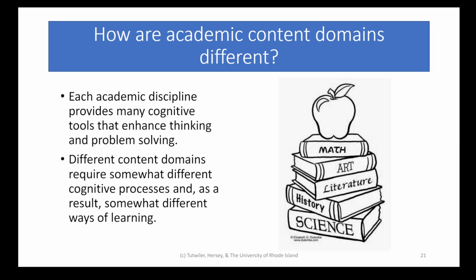Okay. How academic content domains are different. Every academic discipline, math, art, literature, history, science, etc., comes with its own cognitive tools that help people do thinking and problem solving, right? So different domains may require different thinking processes and different ways of learning, which is why there might be very different experiences in a math class than there would be in a literature class. It just is what it is.